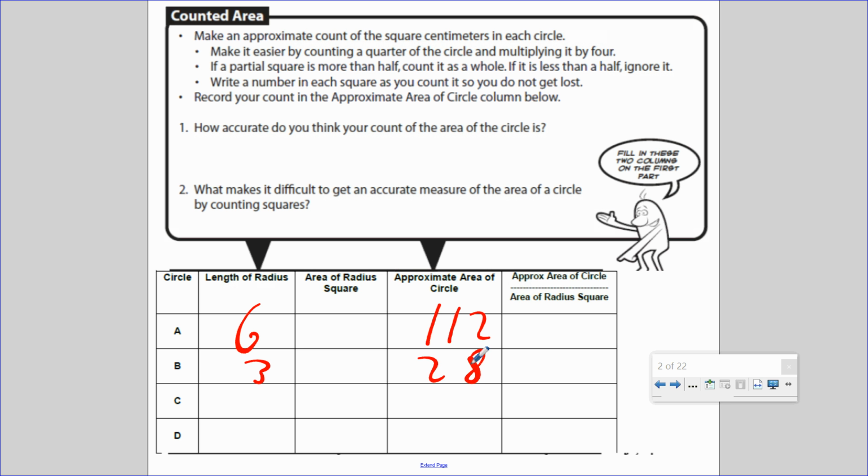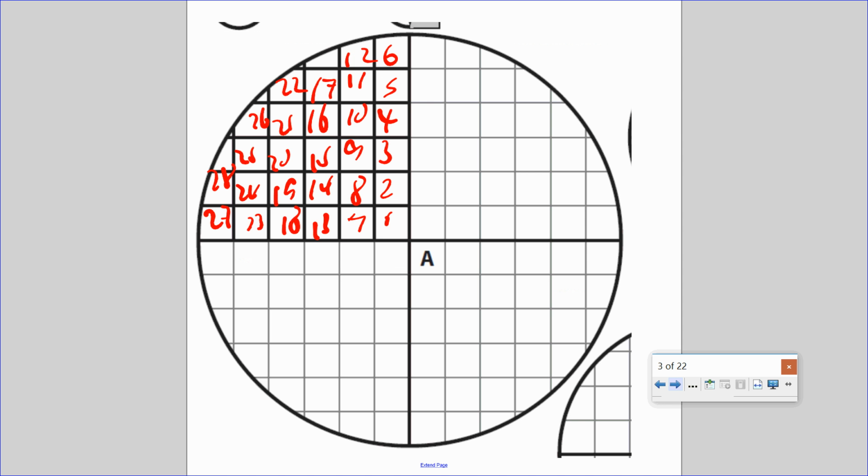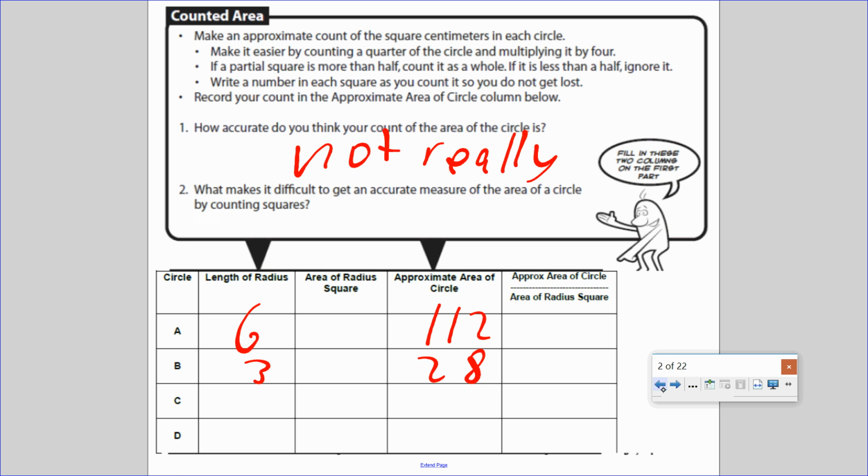How accurate do you think your count of the area of the circle is? I mean, it's okay, but I don't think it's really that great. What makes it difficult to get an accurate measure of the area of a circle by counting squares? Because you have all these open squares right here, so it's not really a full square you're counting. You're putting a fraction of a square, so it's hard to count fractions of a square and the curves too.